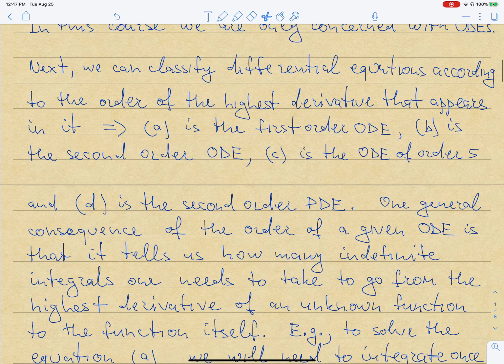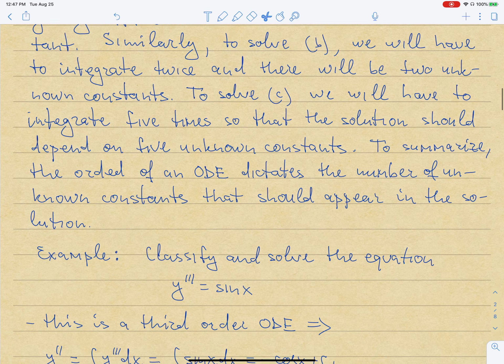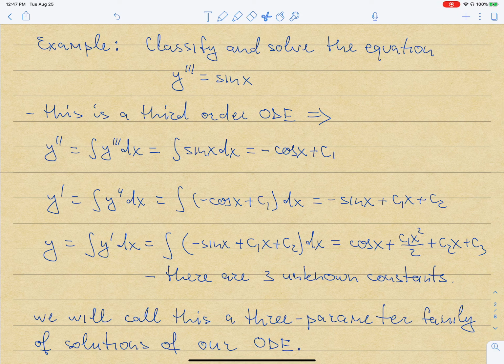So to make this somehow more clear, let's do an example. First of all, I want to classify this equation, y triple prime equal to sine x. And second, I want to solve it if I can. So let's think of a classification. This is y triple prime equal to sine x. You see only ordinary derivatives, so this is an ODE. And the highest order of a derivative that appears is 3. So this must be a third order ODE.